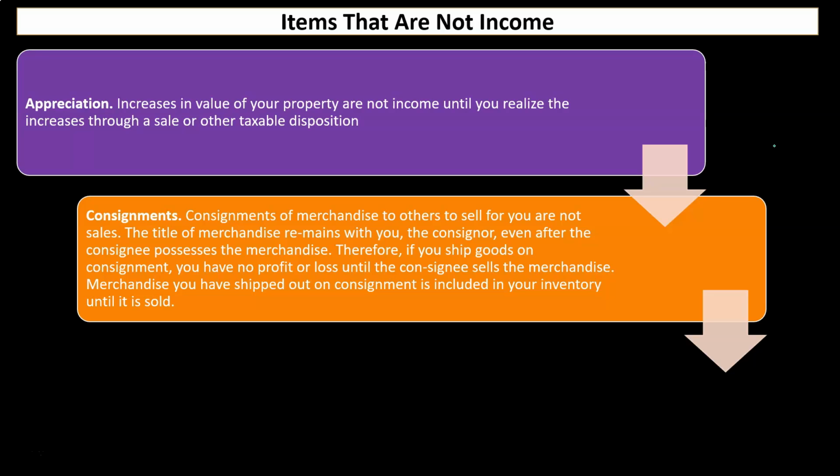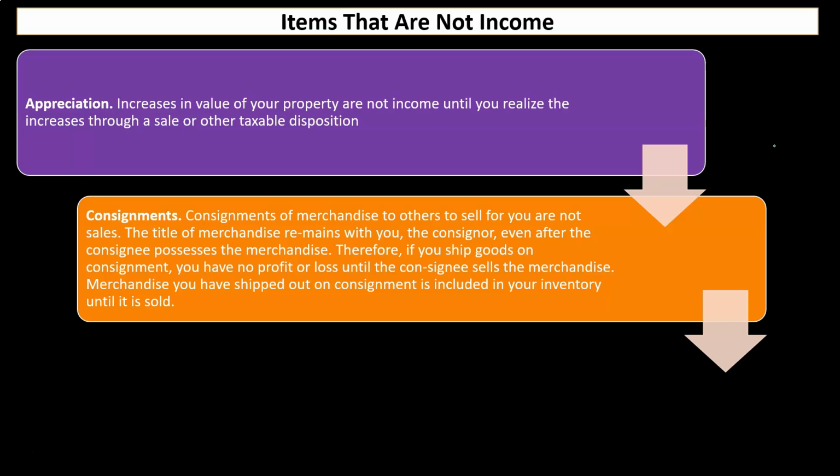Consignments of merchandise to others to sell for you are not sales. The title of the merchandise remains with you, the consignor, even after the consignee possesses the merchandise. Therefore, if you ship goods on consignment, you have no profit or loss until the consignee sells the merchandise. Merchandise you have shipped out on consignment is included in your inventory until it is sold.